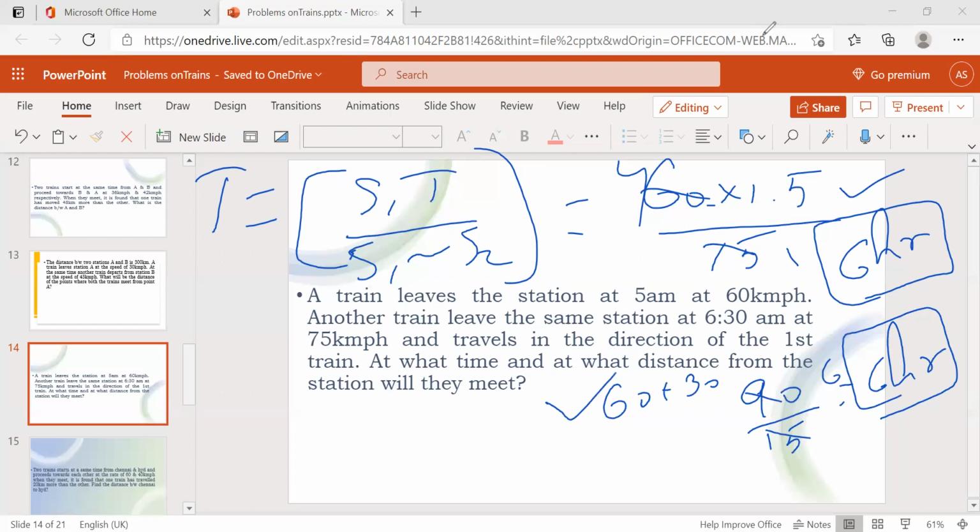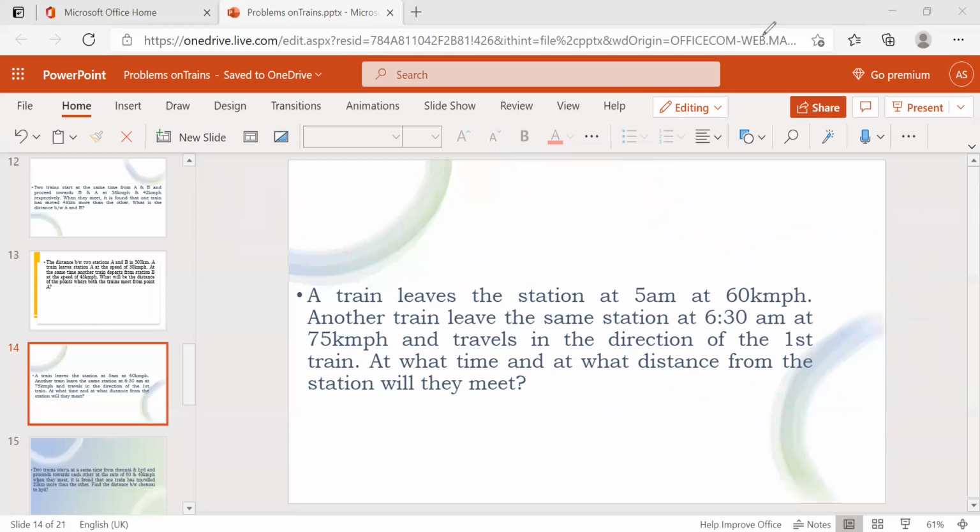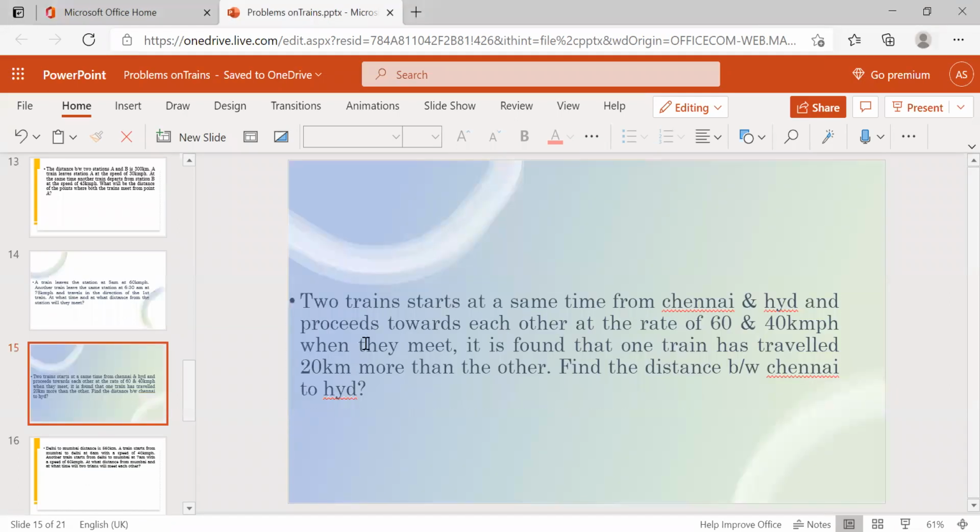Okay, right. Now, another question. Two trains start at the same time from Chennai to Hyderabad and proceed towards each other at the rate of 60 km per hour and 40 km per hour. When they meet, it is found that one train has travelled 20 kilometers more than the other. Find the distance between Chennai and Hyderabad. So what they're asking is the distance between Chennai and Hyderabad, right? So which type of question is it? The second type of question.